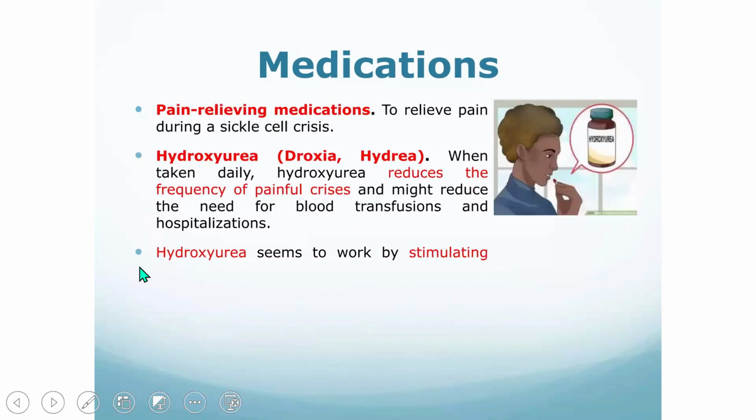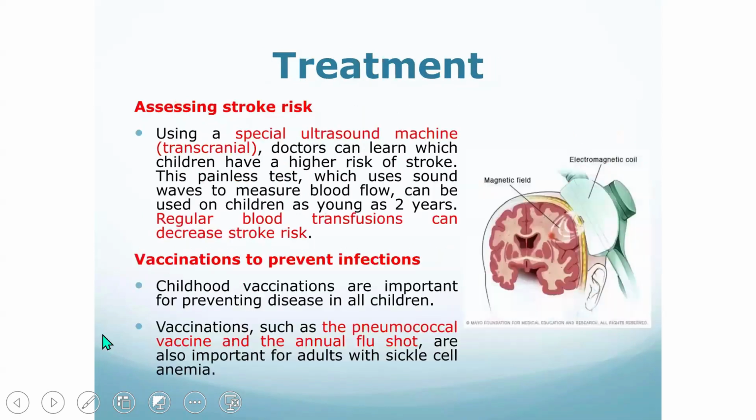Then the medications. Pain-relieving medication is also important, and there is also a need to take hydroxyurea, for example Droxia and Hydrea. When taken daily, hydroxyurea reduces the frequency of painful crises and might reduce the need for blood transfusion and hospitalization.